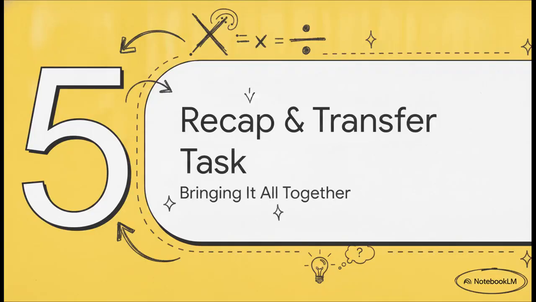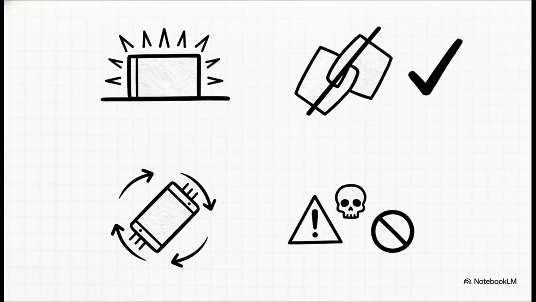Section 5. Recap and transfer task. Bringing it all together. Rational expressions are simply algebraic fractions that mathematically require non-zero denominators to avoid being undefined. To manipulate them safely, you must factor everything completely and cancel only common factors, strictly avoiding the trap of canceling individual terms joined by addition.